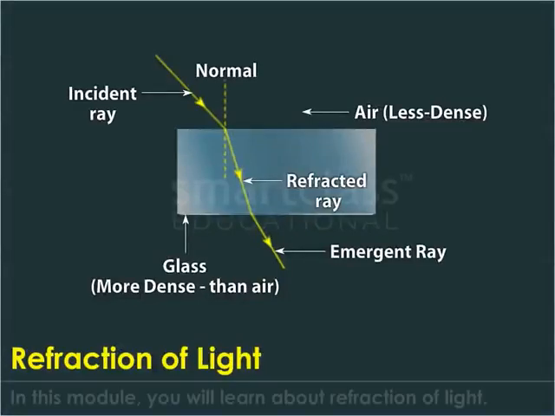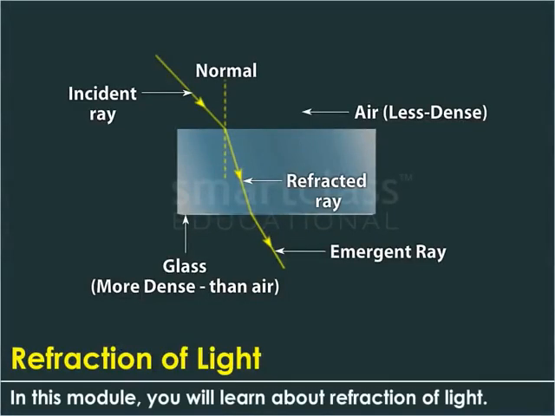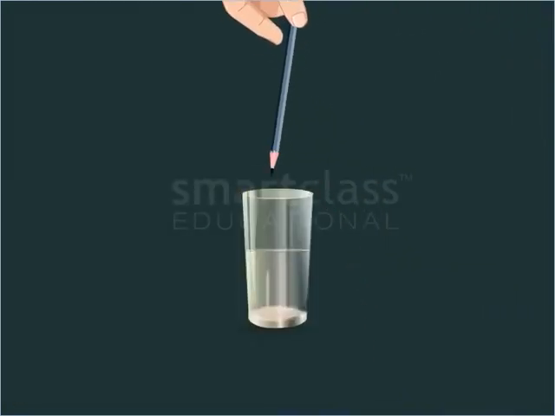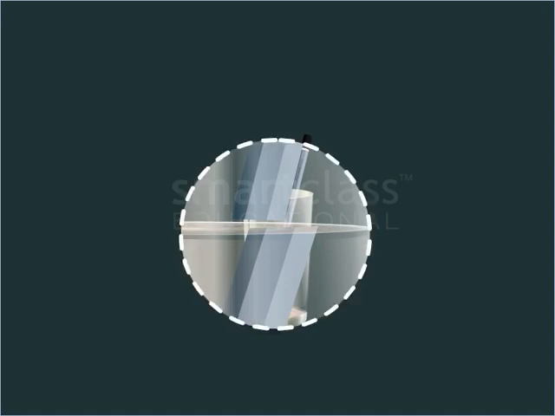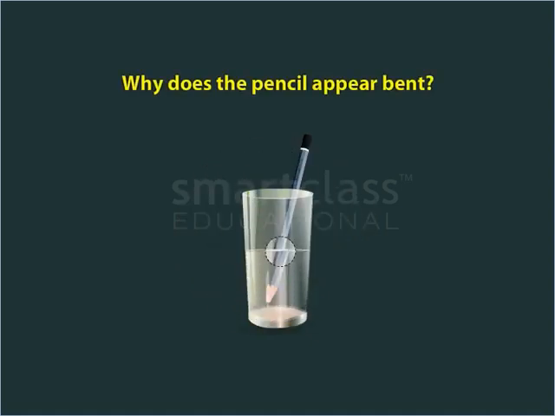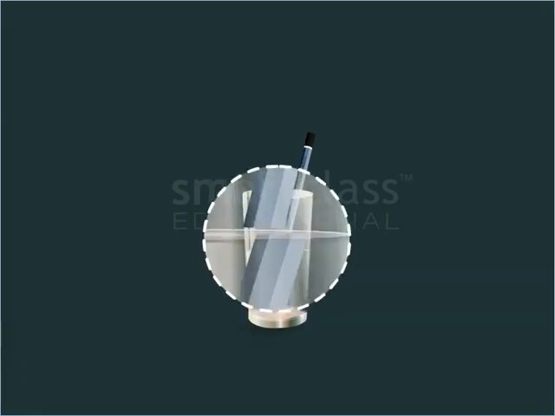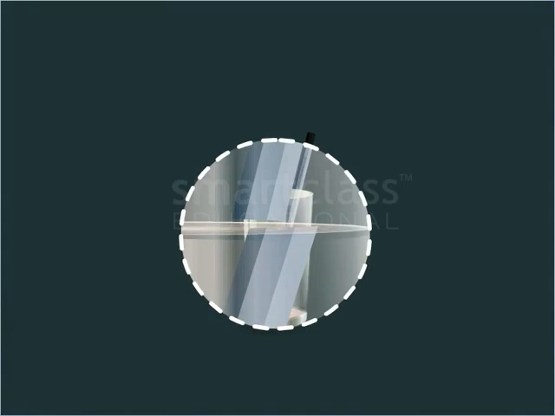Refraction of light. In this module, we will learn about refraction of light. Put a pencil in a glass half filled with water. Did you notice anything strange? The pencil appears bent at the point it enters the water. Why is this so? The pencil appears bent in the glass of water due to an optical effect called refraction of light.